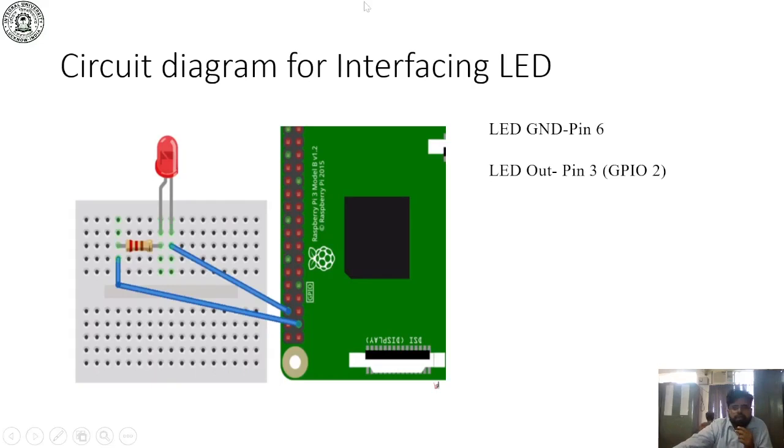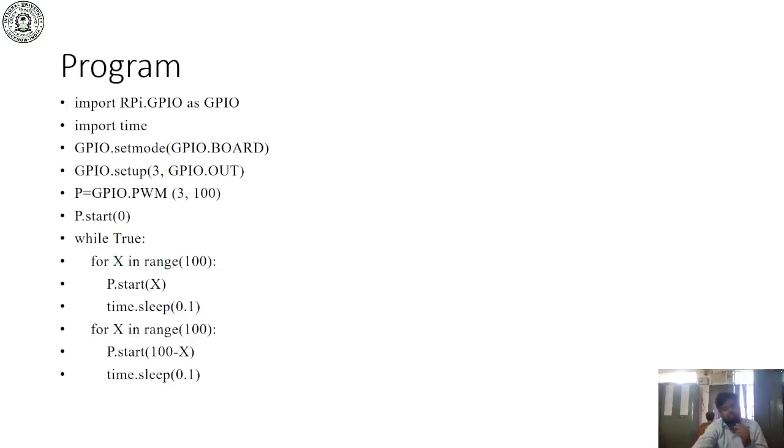We have connected the LED ground pin with pin number 6, and LED out, meaning the data line of the LED, with pin number 3, that is GPIO pin number 2. So this will be the connection. Okay. Now after the connection we will write the program. Obviously this is the program.